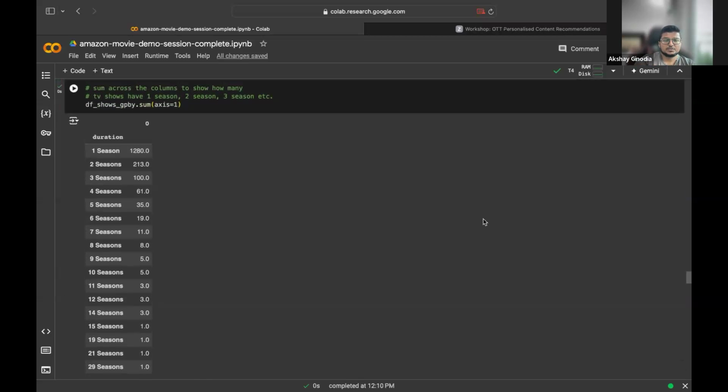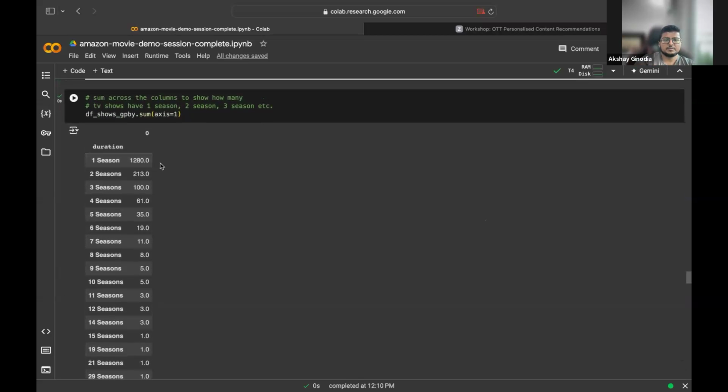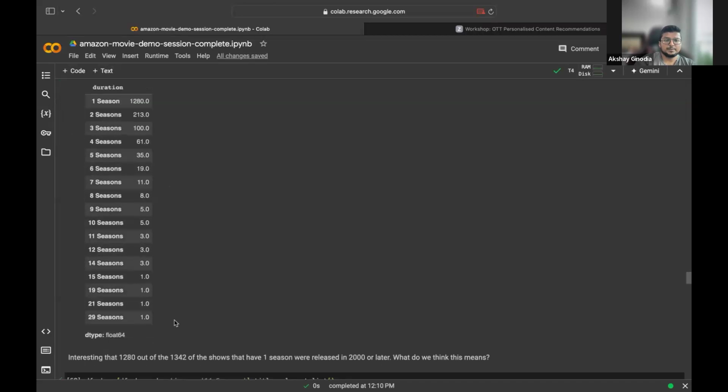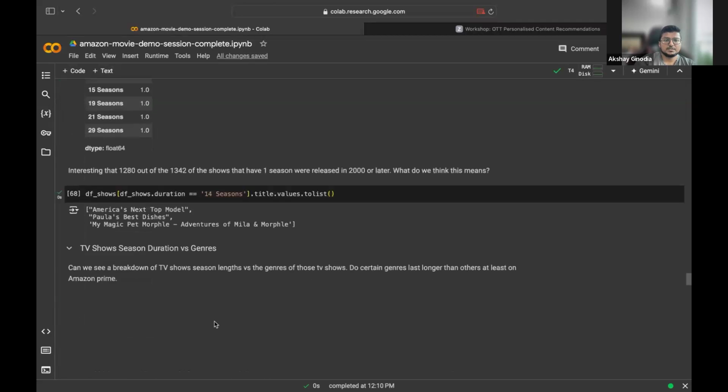So we are again doing the same count to show how many TV shows we have across one season, two seasons, across all the years. Again, highly dominated by one-season and two-season shows. There's some more, but it tapers off very fast in the end.